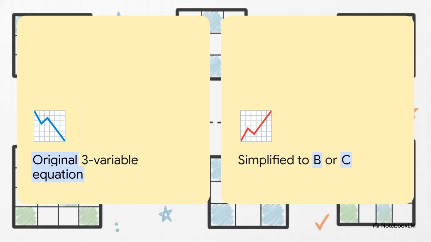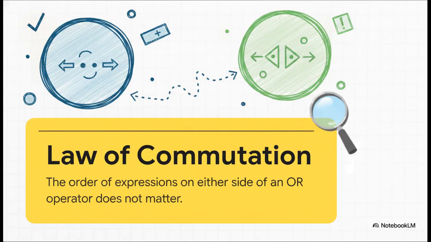Now we do the exact same thing for the bottom horizontal box. Variables a and b change as we move across those 4 columns, so toss them out. But c? c stays a 1 across that entire bottom row, so we keep c. And just like that, our massive, messy equation is sliced all the way down to a beautiful, clean b or c.